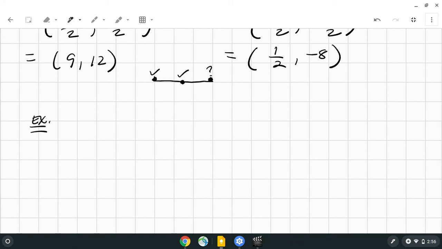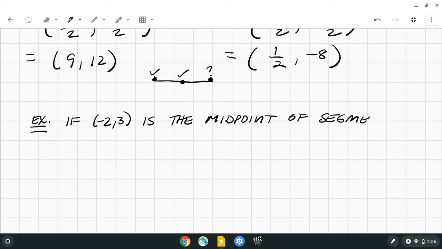All right, so if negative 2, 3 is the midpoint, so there, we know the midpoint of segment PQ. Segment, they just mean like a line segment. Segment PQ, that just means here's your line segment, and here's a point P, and it goes all the way to your point Q. So that's a segment PQ. Okay, and negative 2, 3 is right there in the middle. Negative 2, 3 is the midpoint of segment PQ.